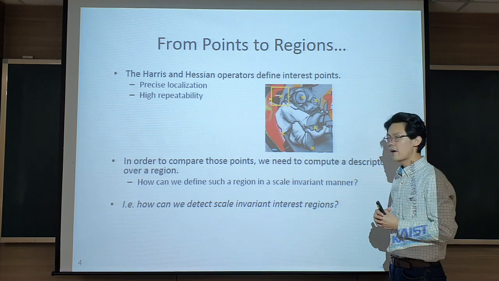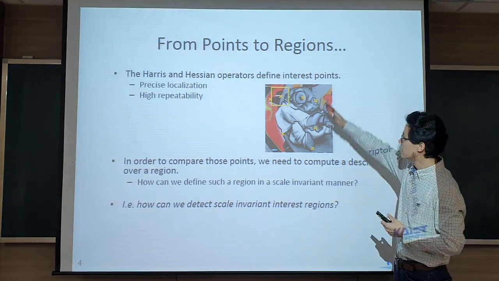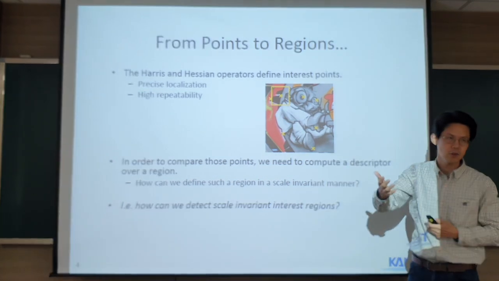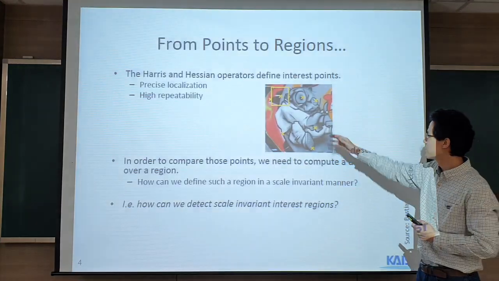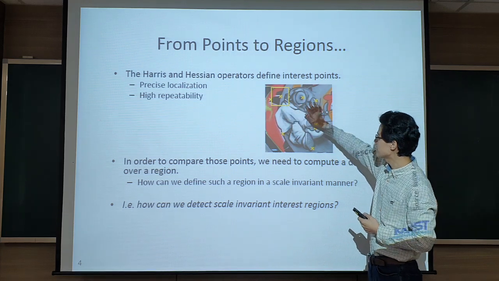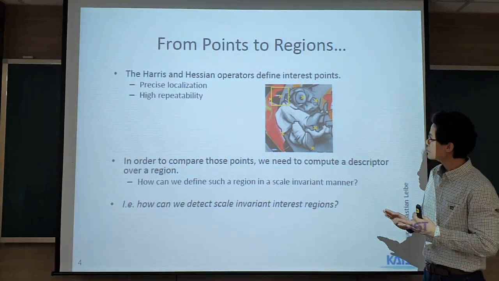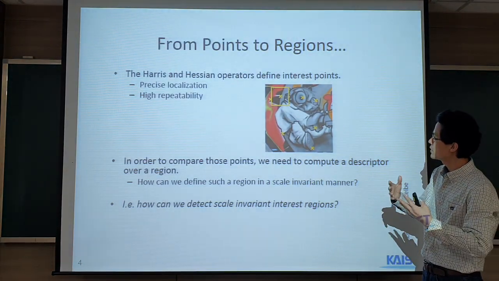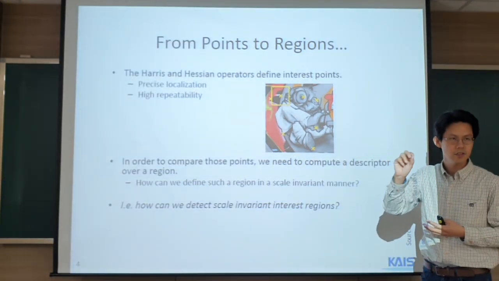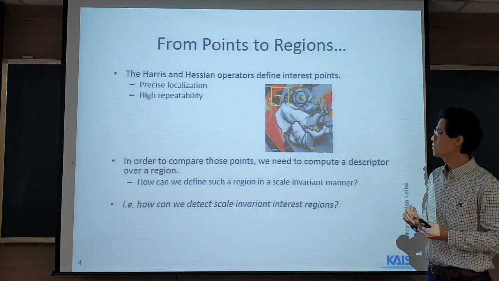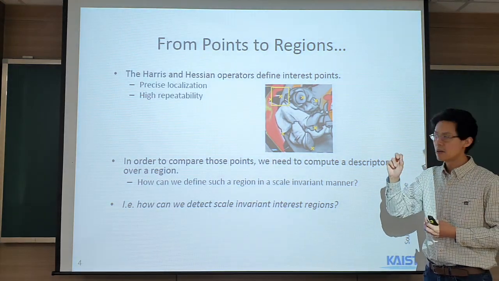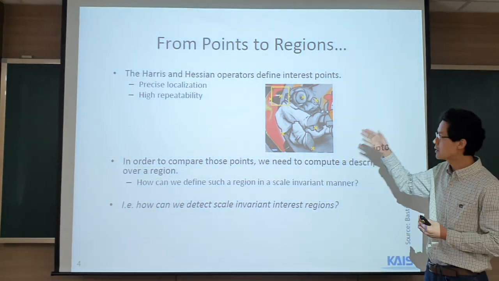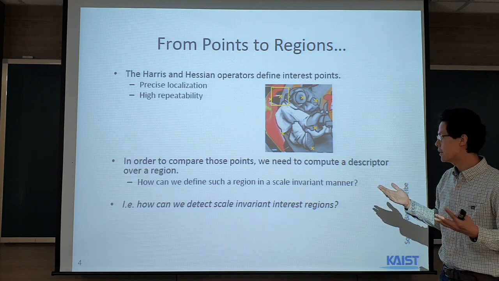Okay, let's look here. Suppose that we identified some very interesting key points in the image. We can use the Harris corner detector or some other tools. Suppose that this X marks an interesting key point. The Harris corner detector is useful in terms of precisely localizing this interesting key point. Also, there is very high repeatability for the same feature of the image, even when we look at the same object in a different view. That's a very good property.